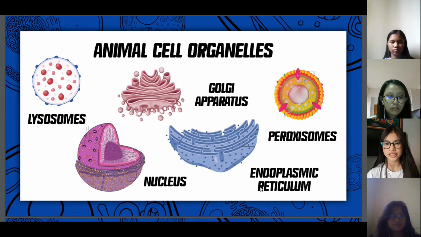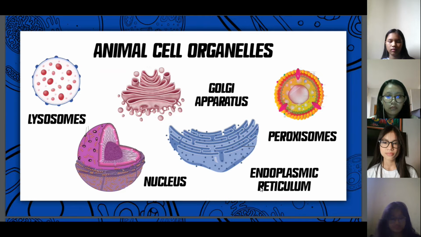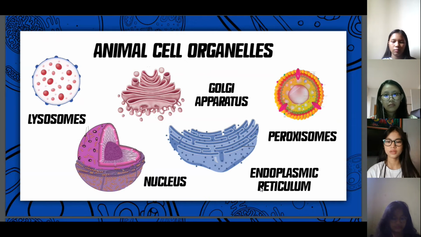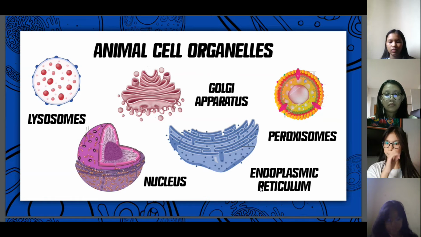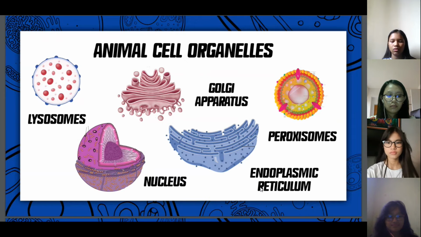And here's Miss Elijah Netura to explain further about animal cell organelles. Golgi apparatus: it is involved in lipid transport, glycosylation, and the packaging and secretion of biomolecules like proteins. Endoplasmic reticulum: an interconnected network of flattened sacs or tubules. Rough ER is the ER that is studded with ribosomes, and those without are called smooth ER. Peroxisomes: they break down organic molecules by the process of oxidation.